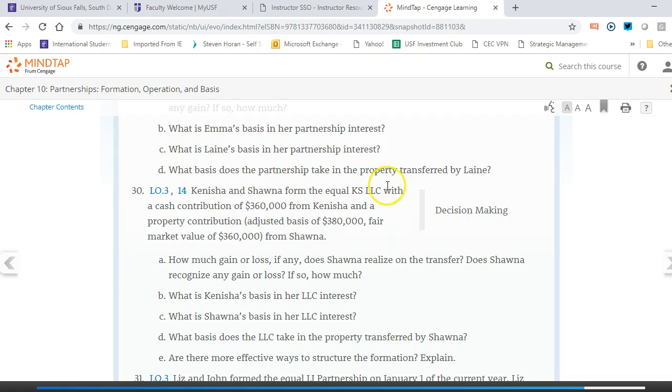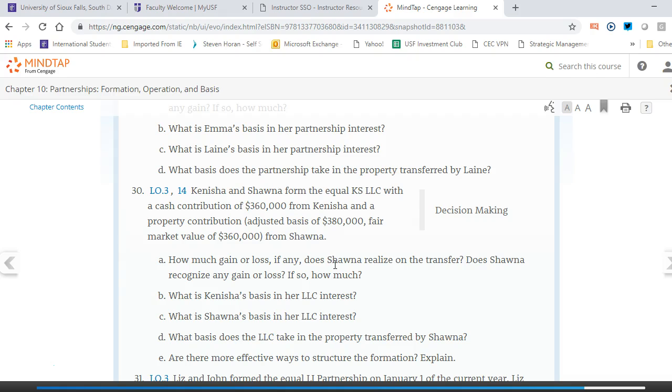Kenesha and Shauna form KS LLC, equal partners, a cash contribution of $360 from Kenesha, and a property contribution basis of $380, fair market value of $360 from Shauna. How much gain or loss, if any, does Shauna realize on the transfer? Does Shauna recognize any gain or loss? If so, how much?